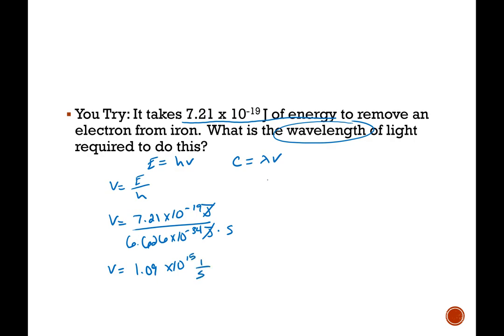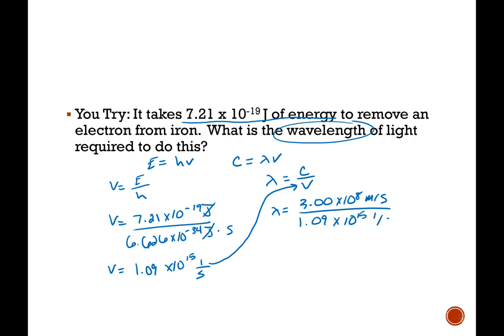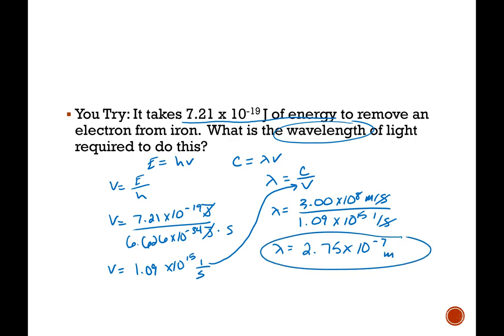I can then plug that in. Let's solve this one for wavelength. Wavelength is c over frequency. So just plug that number in for frequency there. Wavelength is going to be 3 times 10 to the 8th meters per second over 1.09 times 10 to the 15 inverse seconds. So seconds again ends up canceling. I'm left with the unit of meters, which makes sense because it's a wavelength. So 2.75 times 10 to the negative 7 meters is the answer to that one.